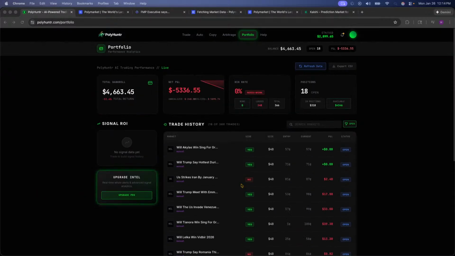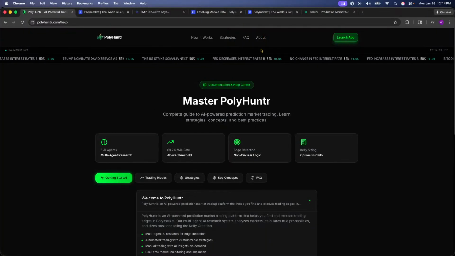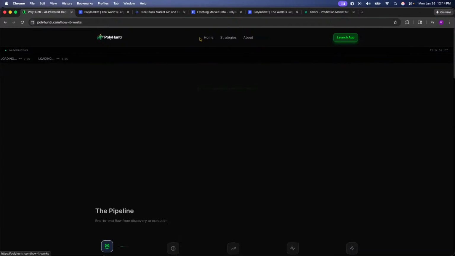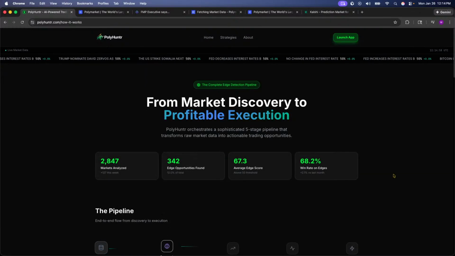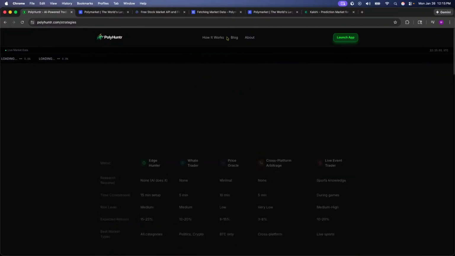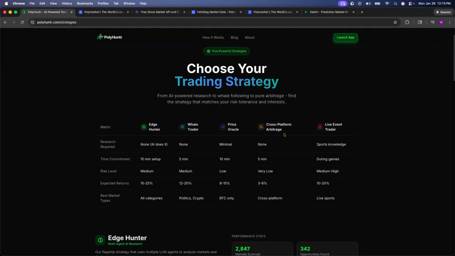No, this is really legit, and I think that I can definitely add a little bit of edge here. Not a lot, a little bit of edge. All right, for real, I want to stop here. Strategies. Hold on, what strategies? Edge Hunter, Whale Trader, Price Oracle, cross-platform arbitrage. Maybe this one makes a lot more sense to start off. Maybe we can create a cross-arbitrage bot. Live event trader, sports knowledge.